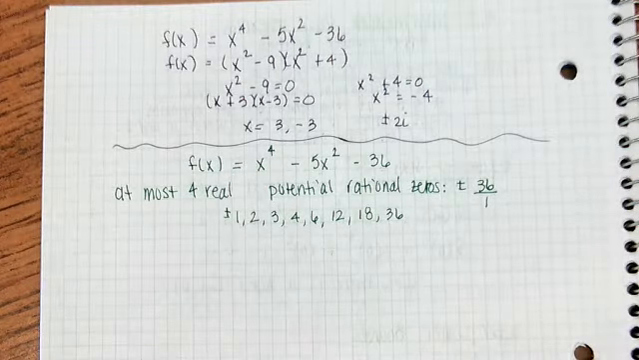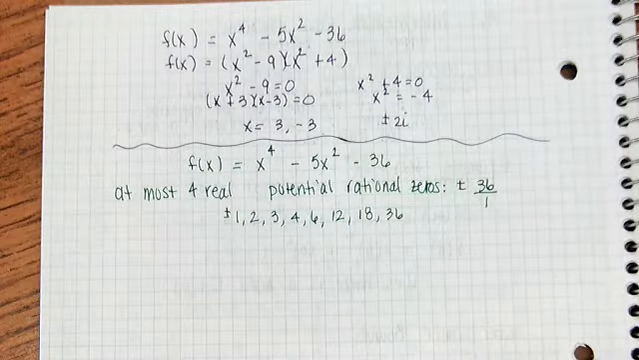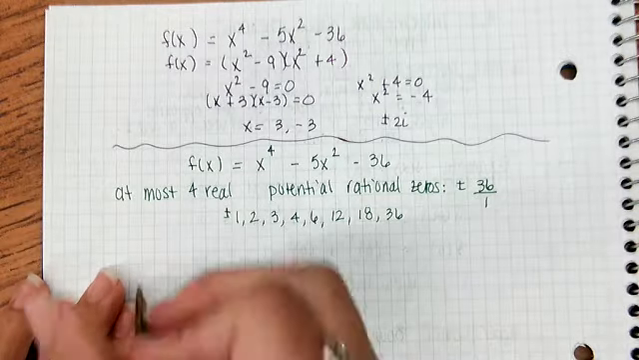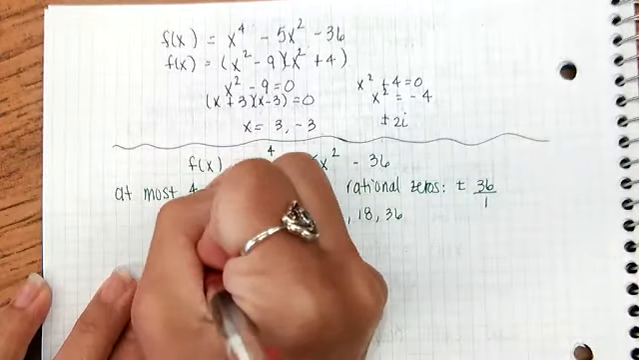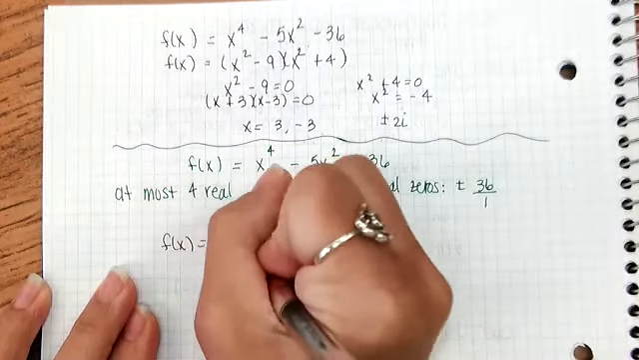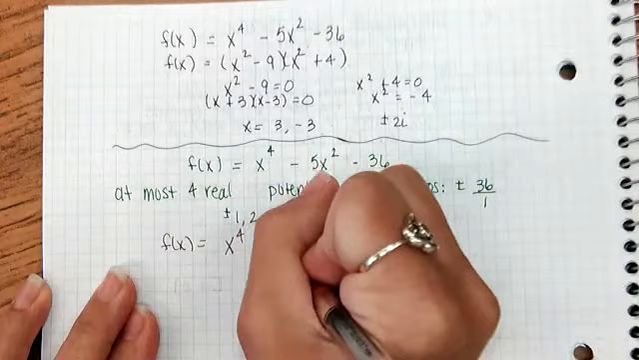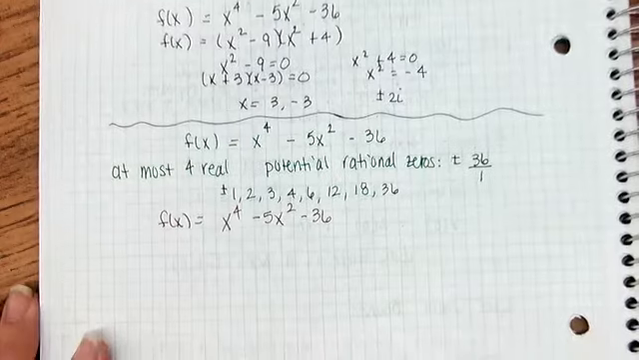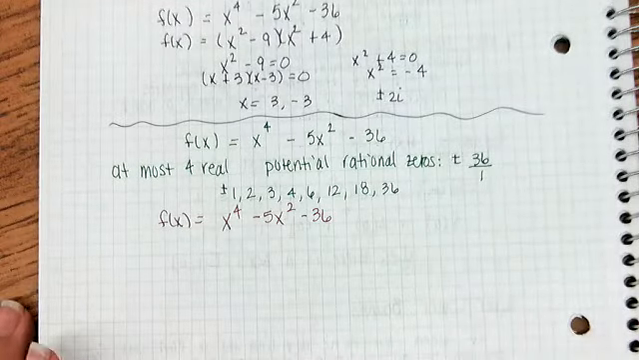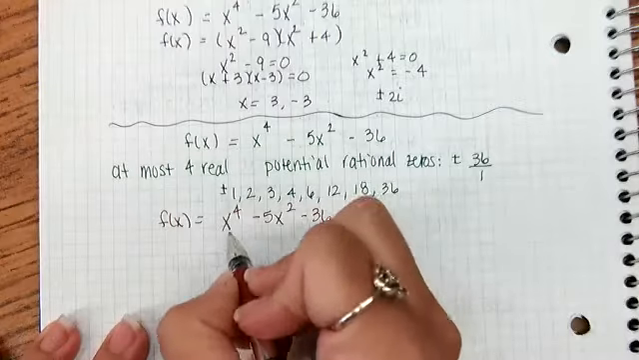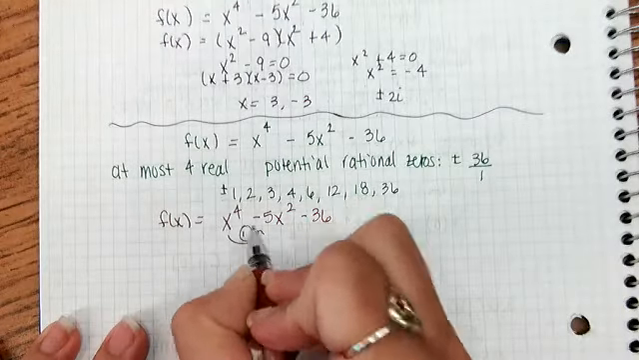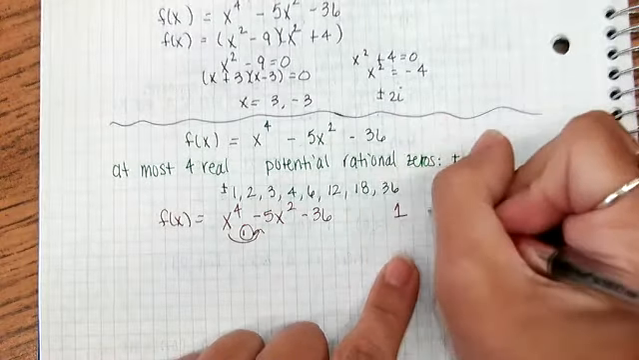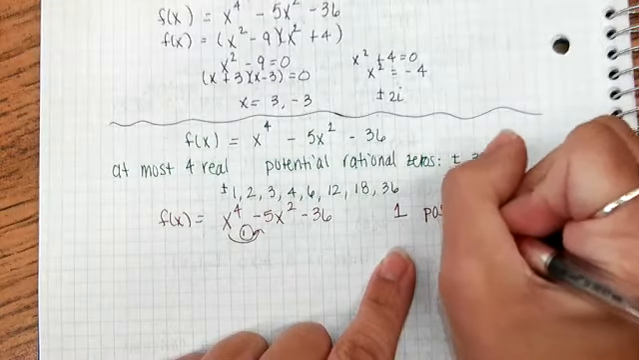Descartes is going to be super helpful when we're talking about how many positive and how many negative zeros. So I'm just going to rewrite the function to do the positive zeros. x to the 4th minus 5x squared minus 36. Okay, so Descartes' rule of signs, positive x: there is 1 sign change from x to the 4th to negative 5x squared, which means there is 1 positive real zero.